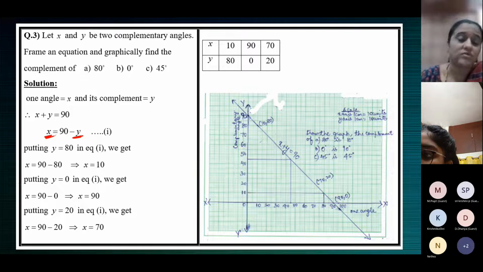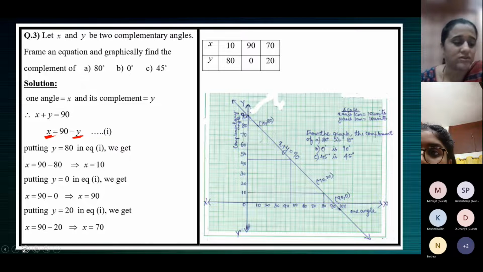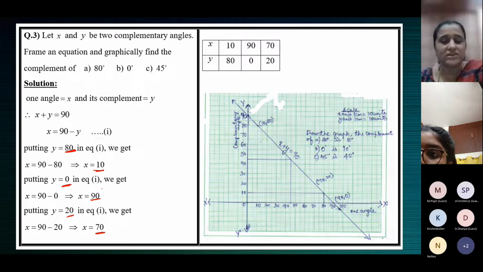So we'll take when y is 10, 20, 30, 40, or 35, 45, like that. I have taken when y is 80, the value of x is 10. When y is 0, x is 90. And when y is 20, x is 70. So these values are not fixed. You can take any values of your choice.